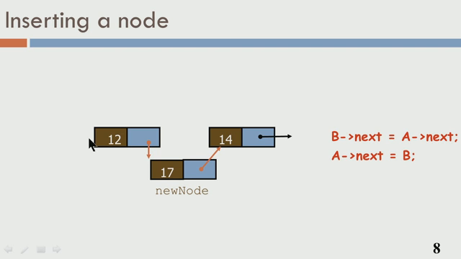Now if I start from A, so A's value is 12 and A's next will point me to B, B's value is 17 and B's next will point me to 14, and so on. So now you have a linked list and you have one element linking to another, and so on.